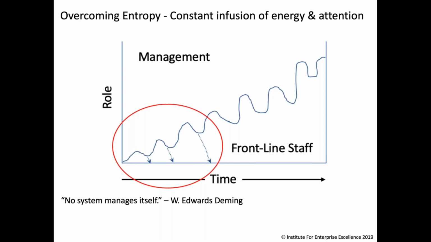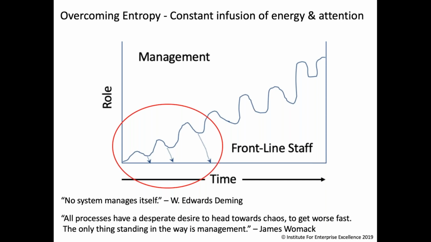So Dr. Deming's advice is no system manages itself. There's no autopilot here for this. It requires constant infusion of energy and attention in order to help make this transition and helping the frontline staff be more involved and engaged in the daily improvement work. I like this quote from James Womack. He says, "All processes have a desperate desire to head toward chaos, to get worse fast. The only thing standing in the way is management." So it does require constant attention to try to continue that upward path.